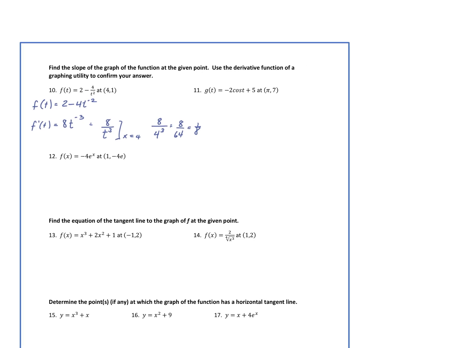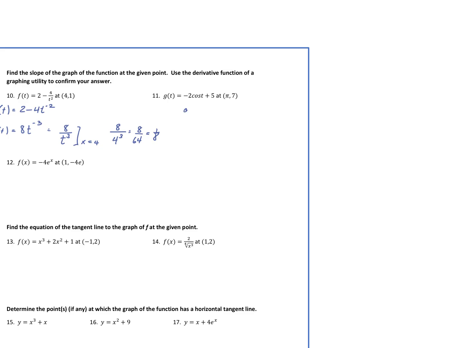For number 11, we have g prime of t. We get, again, for the trig functions, just write the constant and then find the derivative. Cosine is negative sine of t, and the 5 goes to 0. So g prime of t is equal to 2 sine of t, and we're doing this at, I was going to write x equals, but it's actually at t equals pi. 2 sine of pi is 0.